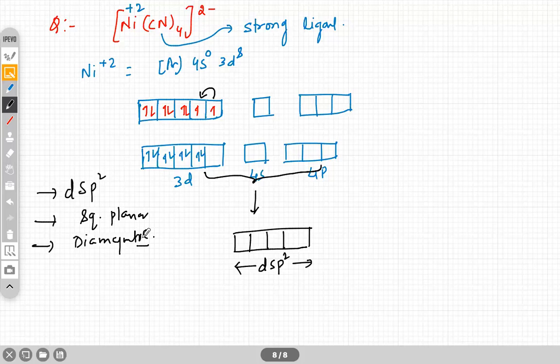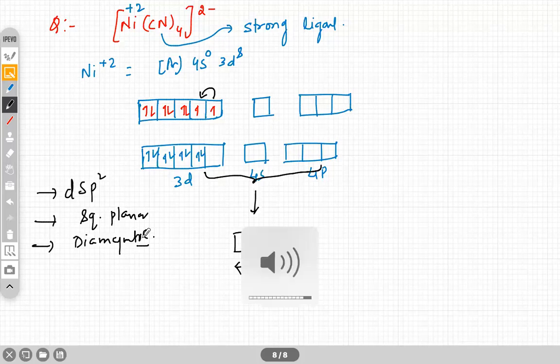Can you repeat? Sorry? So can you repeat once again? I said we have five d orbitals, right? In the 3d subshell, we have five d orbitals. Out of the five, which d orbital is involved in this geometry? Because only one d orbital is involved, no? Only one d is there. So which d orbital is it out of the five?